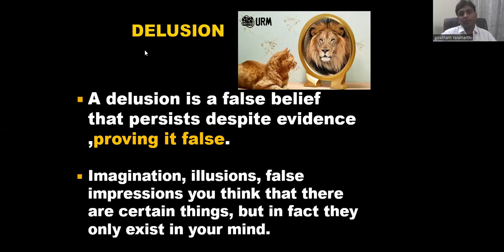So what is delusion? A delusion is a false belief that persists despite evidence proving it false. It's a false belief that persists even when shown that it is false. So imagination, illusions, false impressions. You think that there are certain things, but in fact they only exist in your mind.